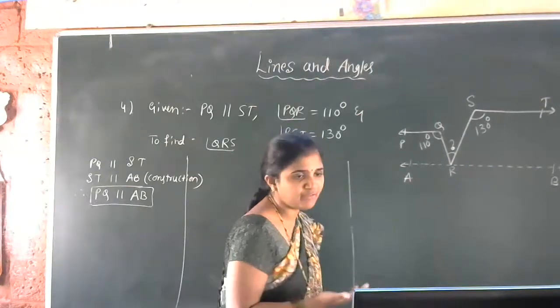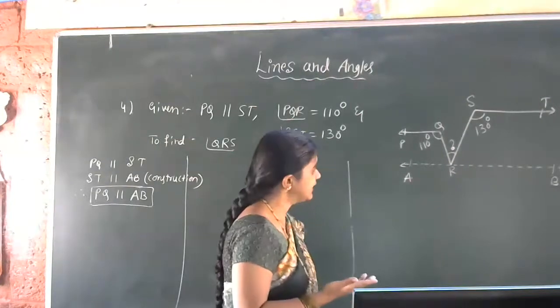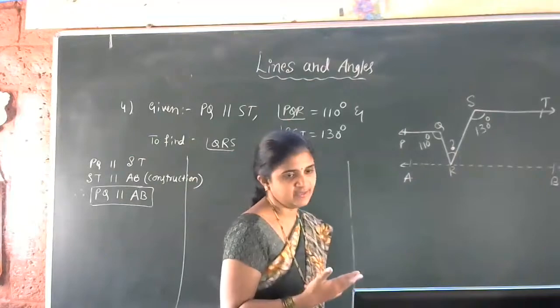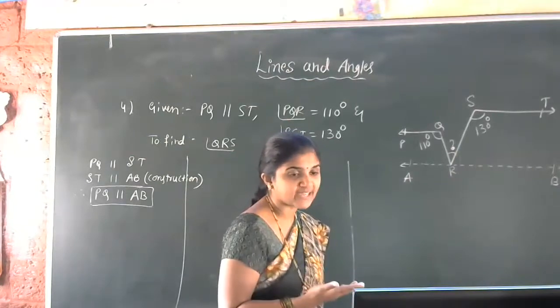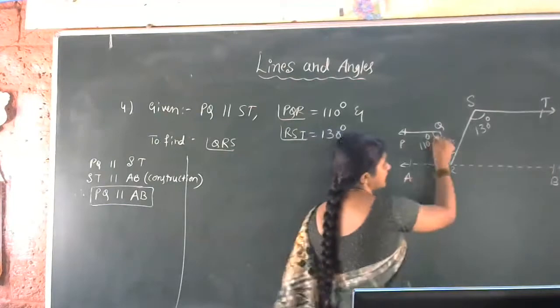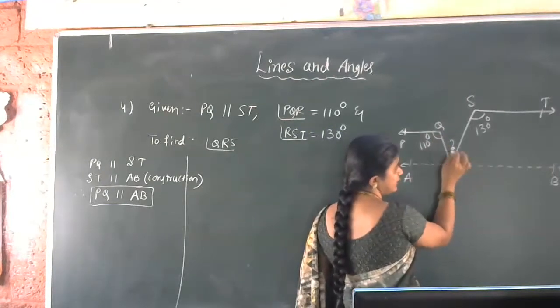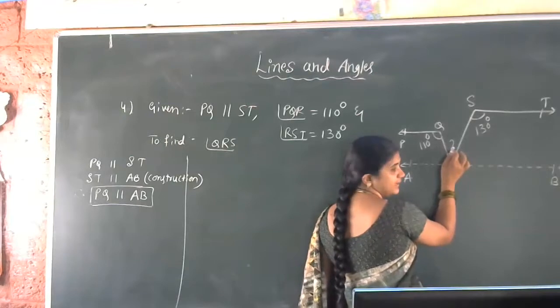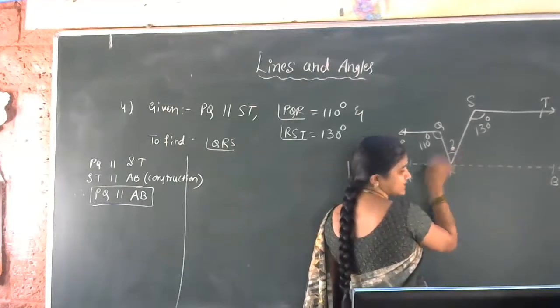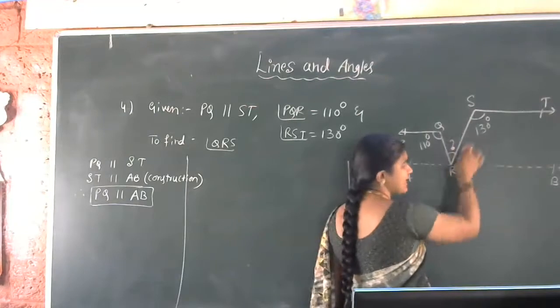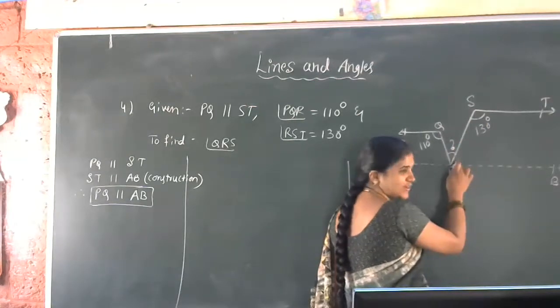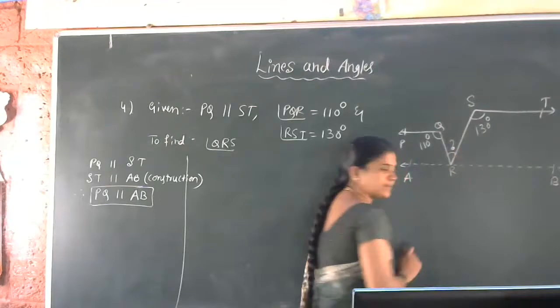How can we find out that QRS actually? If this one is 110, this total angle is 110. But what we need here is QRS. Here you can use 130 plus dash is equal to 180. Then you can subtract, yes, correct.